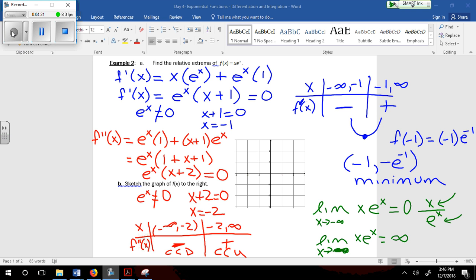And so if I plot all this information, I know at -2 is a point of concavity. I know -1 is a little bit below here like this. That's a minimum. So I know it's concave down here, and at -2 it changes to be concave up. And so there's my graph.